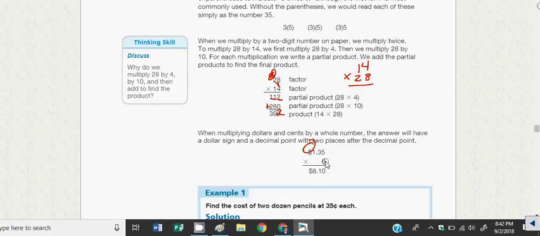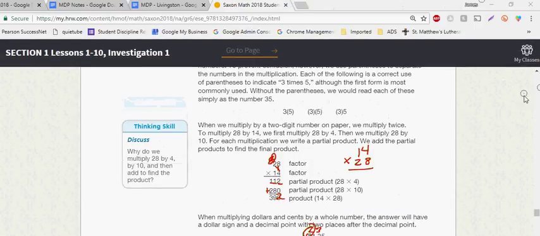$1.35 times 6 would be 30. 18 plus 3 is 21. 6 times 1 is 6, plus that extra 1 is 8. Don't forget to put your decimal in. Now notice, how do we know where to put the decimal? Well, maybe it's because you're thinking $1.35 times 6 is not going to be as much as $81, so it makes sense to call it 8. But there's a way we can know how that works.